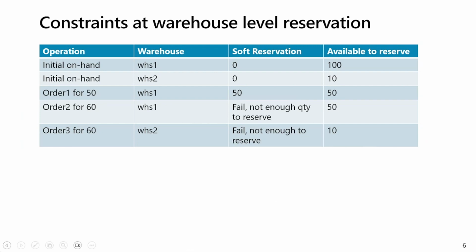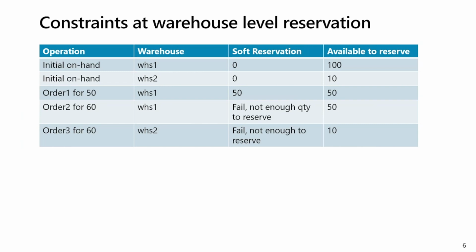Second order is received for 60 pieces. So in this case, checking on hand for 60 pieces in warehouse 1. However, only 50 pieces are available for reservation in warehouse 1. Since there is not enough quantity available for reservation, the request will fail.